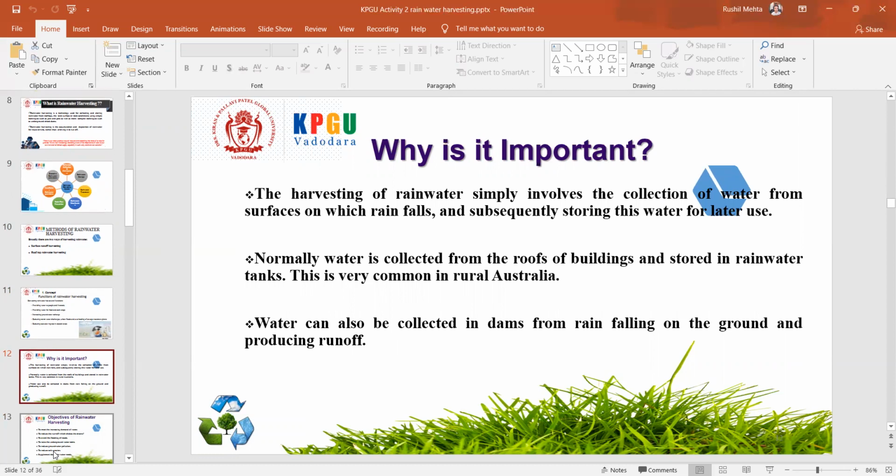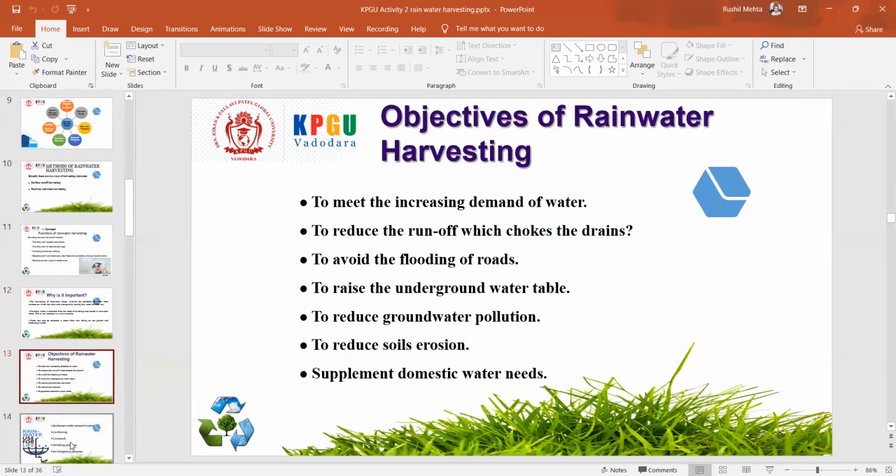Now the next important thing is why it is important. The harvesting of rainwater simply involves collection from various surfaces and subsequently its storage. Normally water is collected from the roof of a building and stored in a rainwater tank. This is very common in rural Australia, and now it has been implemented in many parts of India. Water can also be collected in a dam from rain falling on the ground and producing runoff.